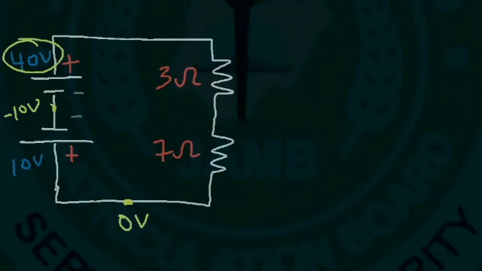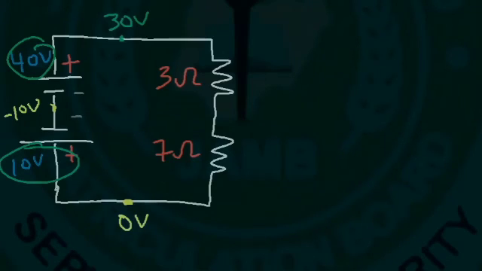Now the 40 volts means that this side is 40 volts higher than negative 10. So negative 10 plus 40 is 30. So the voltage here is 30 volts. So as you can see, these two batteries are not working together. They're going against each other.